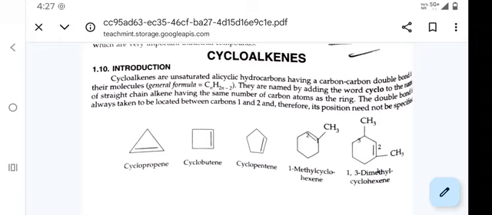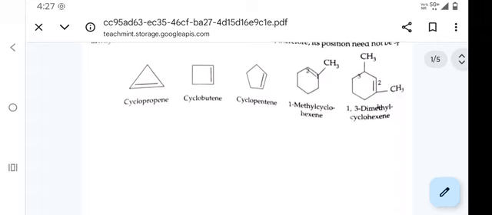They are named by adding the word cyclo to the name of the straight chain alkenes having the same number of carbon atoms as the ring. The double bond is always taken to be located between carbon 1 and 2, and therefore it is not needed to specify the position. Cyclopropene, cyclobutene, cyclopentene, 1-methyl cyclohexene, 1,3-dimethyl cyclohexene.